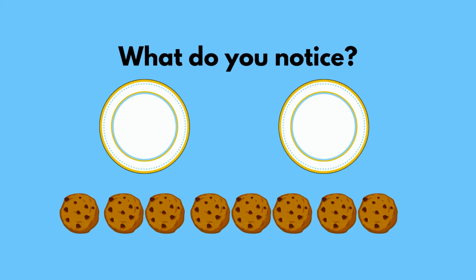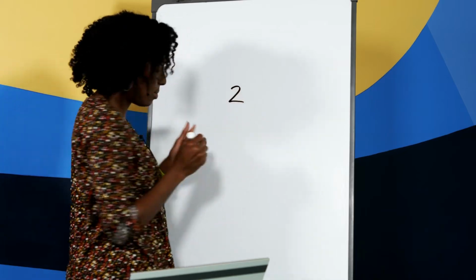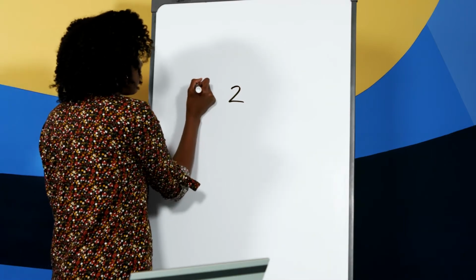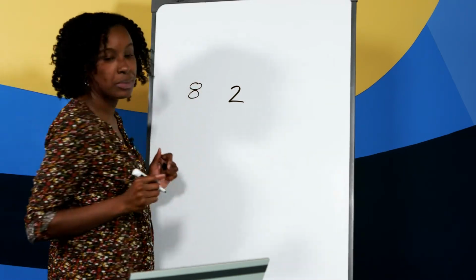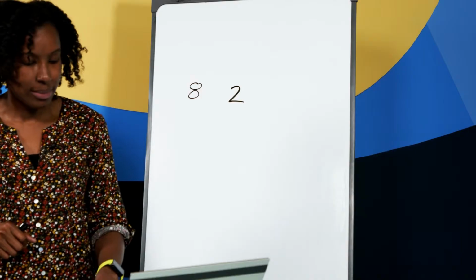Let's look at it a little closer. How many plates did we see there? I saw 2 plates. I want to write that down. How many cookies are there in all? I'll give you a moment to count. There are 8 cookies in all. Can we split those cookies evenly into groups? We want to put the same amount on each plate. I think we can do that.